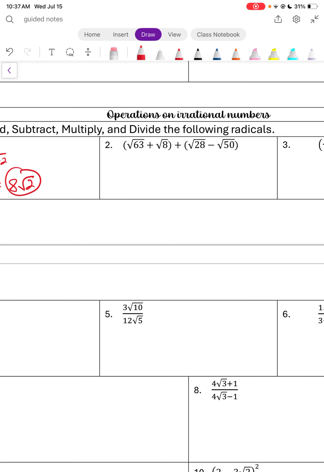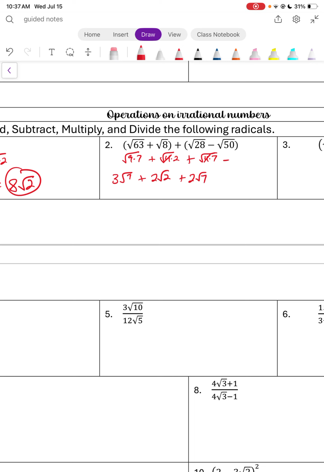Square root of 63, that's the square root of 9 times 7, which is 3 root 7. Plus the square root of 8, 8 is 4 times 2, so we know the square root of 4, so that's 2 root 2. Plus the square root of 28. The square root of 28 would be 4 times 7. Since we know the square root of 4, we can move it out front.